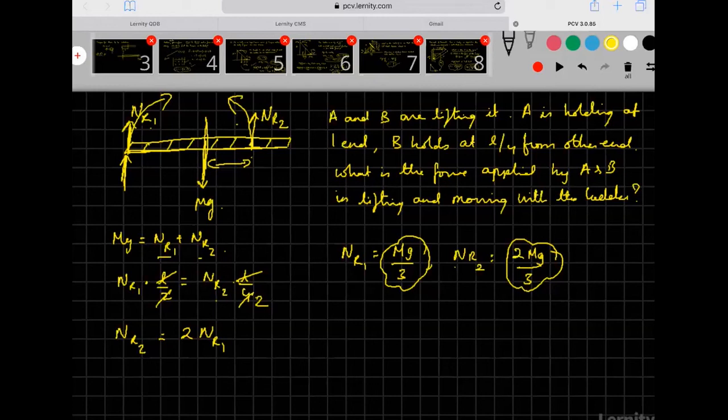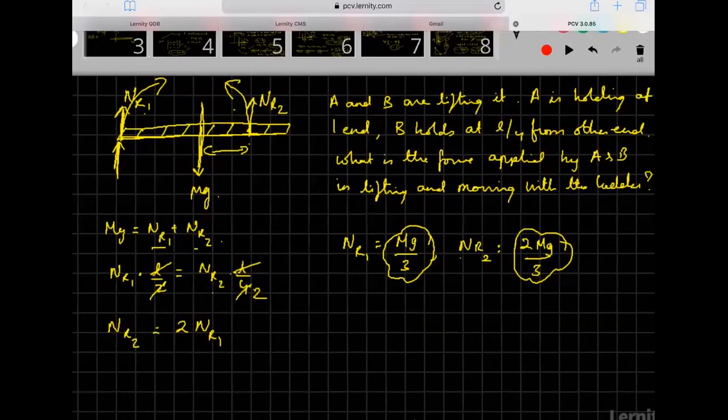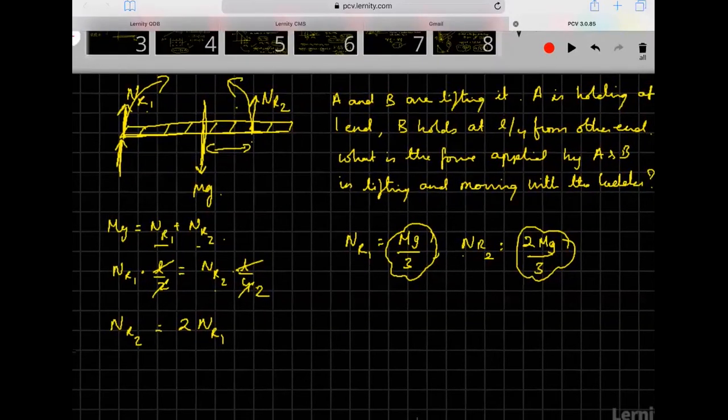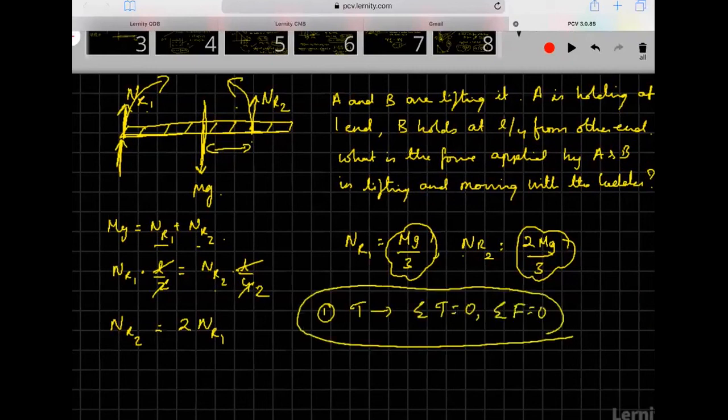So these are all questions of one type. What is the type? Type based on torque. What is the torque acting on a body? If there is a body in equilibrium, sum of all torques must be zero, sum of all forces must be zero. So we have done questions based on this. Sum of all torques is equal to zero and sum of all forces is equal to zero.